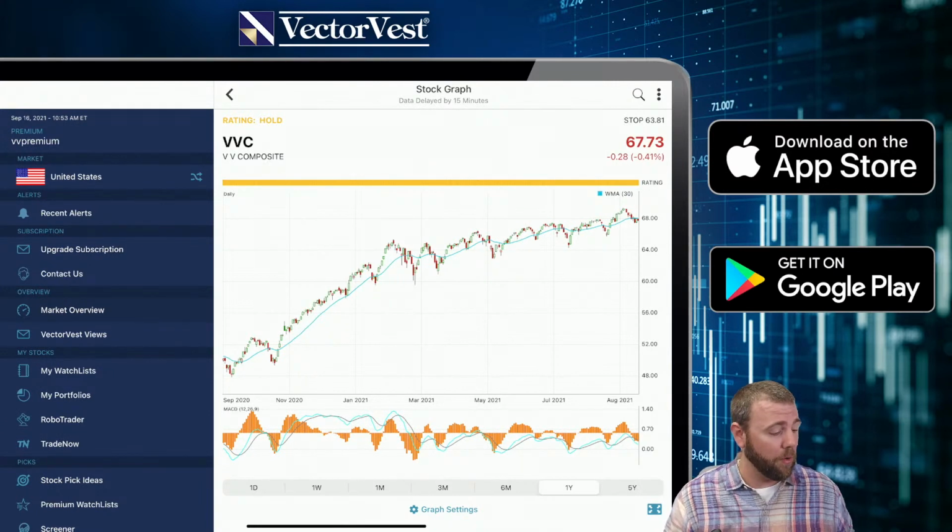All right, so what we're looking at is the price of the VectorVest Composite. We have a 30-day weighted moving average based from what we were talking about last week with the DEW timing system on the mobile. And then at the bottom, we have the MACD. So prices have been steadily rising over the course of this year. No surprise to anyone there.